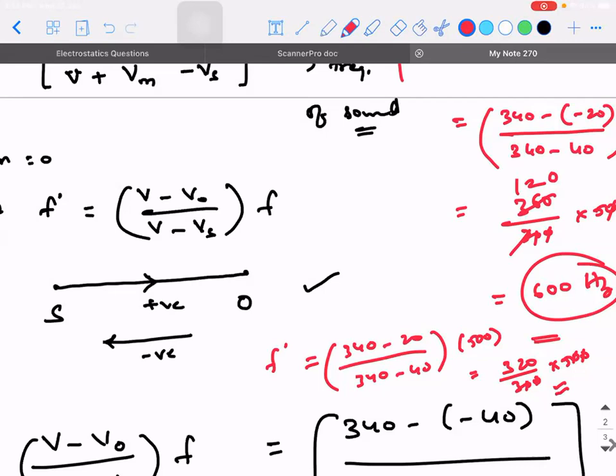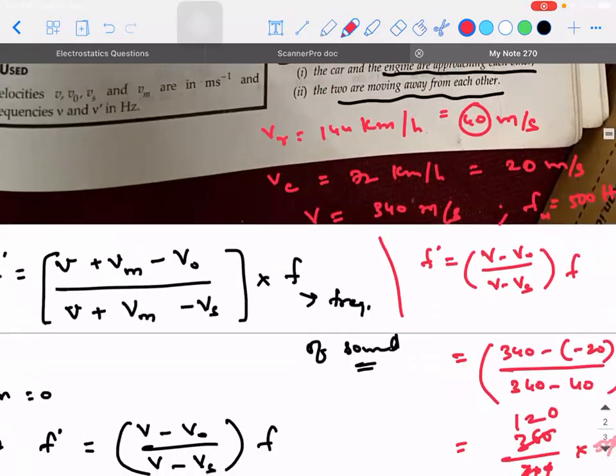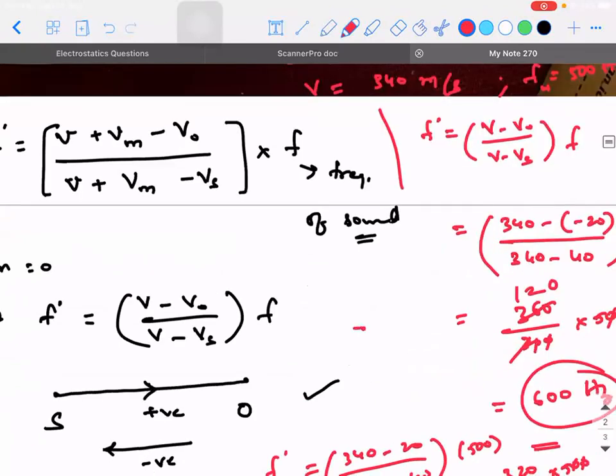Did I make any mistake? 33.3, sir. Oh, when the two are moving away from each other, source and observer: the source is moving in the leftward direction, the observer will move in the rightward direction. Actually, it should decrease.